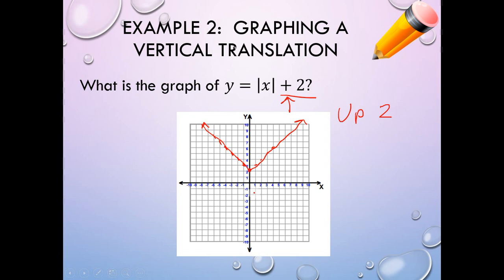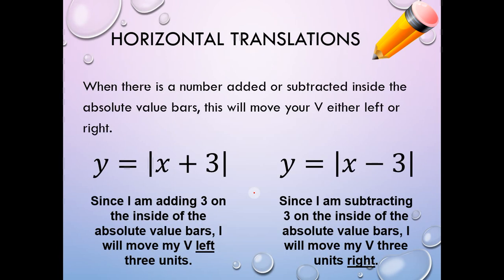Now, we can't just go vertical. We can also do horizontal translations. And these are just a tiny bit tricky. So when there's a number added inside, this one's inside the absolute value bars, this will move your V either left or right. Now, pay attention to when you're going to move left and when you're going to move right. When you add a number on the inside of the absolute value bars, you're going to move left. Now, I always think of that as a little counterintuitive.